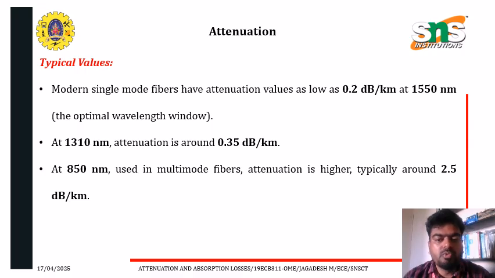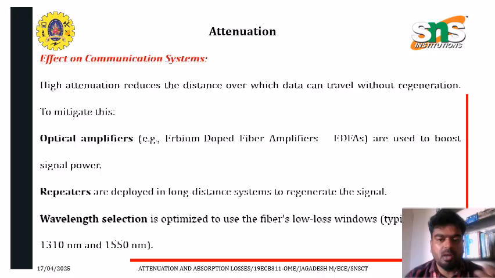Typical values for attenuation: modern single-mode fiber has a low attenuation value of 0.2 dB per kilometer at 1550 nanometers, and at 1310 nanometers attenuation is around 0.35 dB per kilometer. At 850 nanometers, which is used in multimode fiber, attenuation is higher, typically around 2.5 dB per kilometer. These are some typical values of attenuation in optical fiber communication.